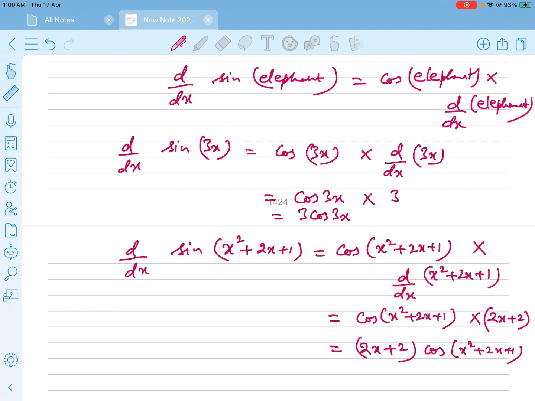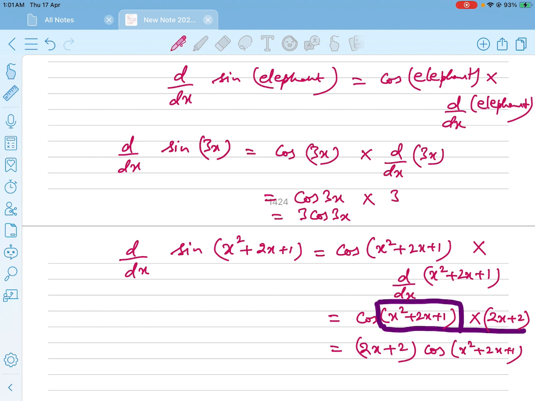Now here I would like to add one more thing. Some of you might write it as cos of the product of these two, which is incorrect. The reason is x square plus 2x plus 1, this is the angle. So cos of this angle, whatever you get, multiply that thing with 2x plus 2. So 2x plus 2 is not the part of the angle. Okay, so this is what we generally make mistakes in.